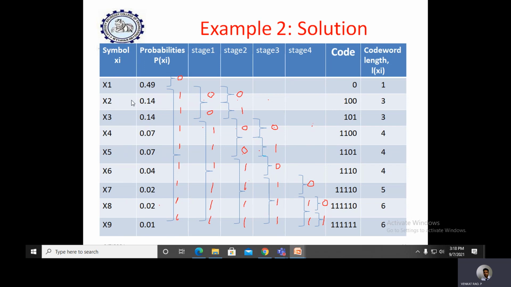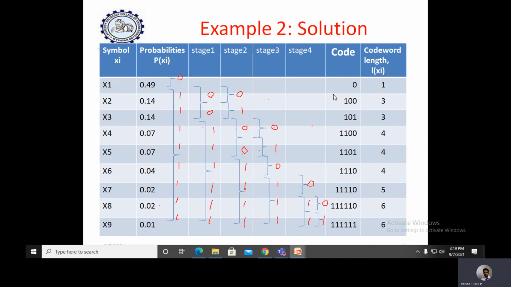So finally, the code for each symbol we can write directly based on the sequence. So code for x1 is 1, code for x2 is 101, 100, code for x3 is 101, and so on. You can clearly observe that it is a variable length coding. That means for some symbols we are assigning fewer bits, and for some symbols we are assigning more bits. Another observation is that the least probable symbol is assigned more bits, whereas the highest probable symbols are assigned fewer bits.